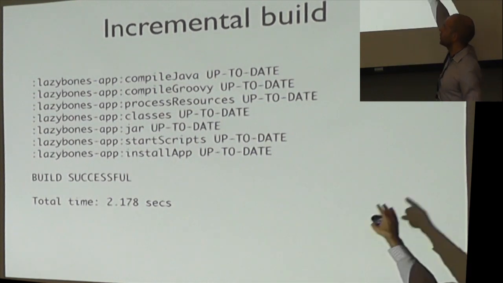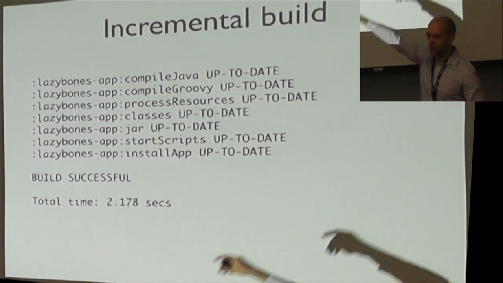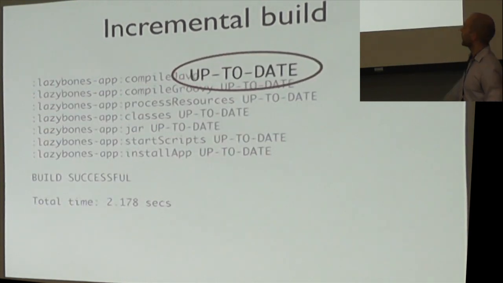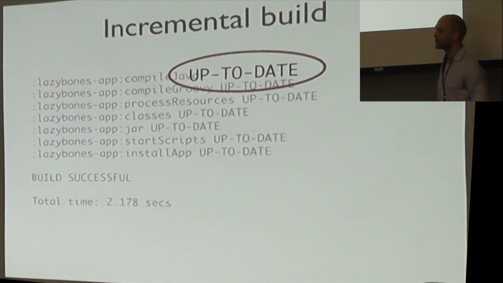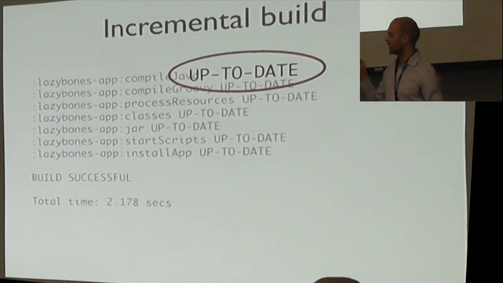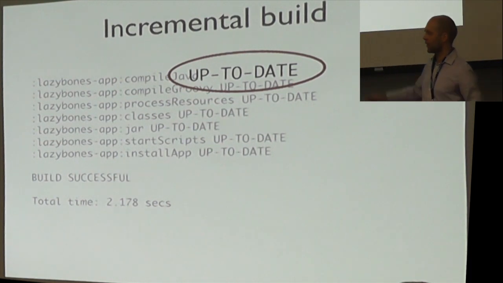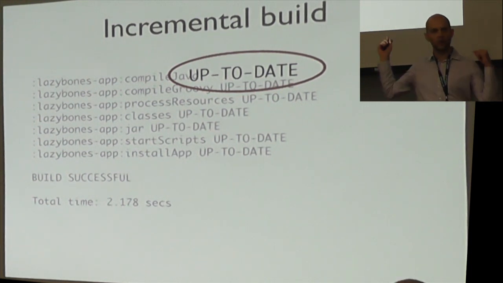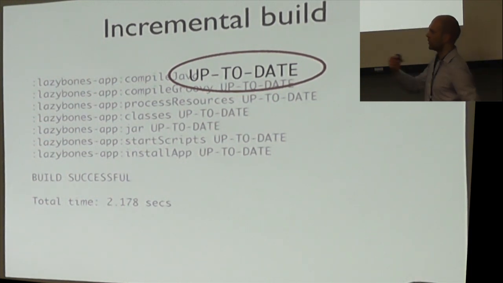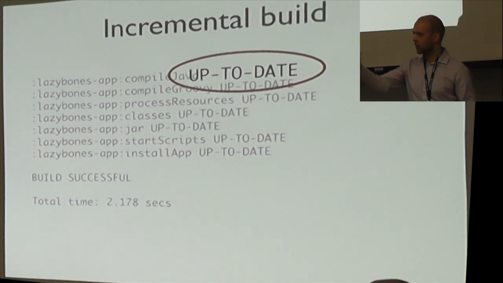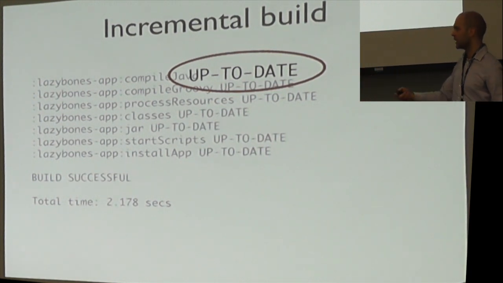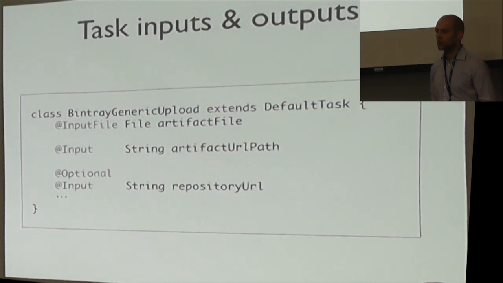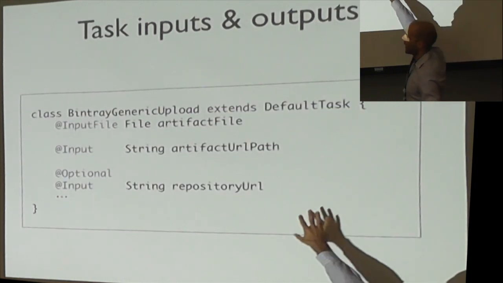That's one way of improving speed, but the core one is task avoidance, incremental build. It all comes down to this little chappy here, up to date, meaning that it didn't have to run the task. And that happens quickly. The Java plugin does a lot of this for you. But what if you have a custom task? John actually mentioned it in his talk, he gave an example. You can specify task inputs and outputs.